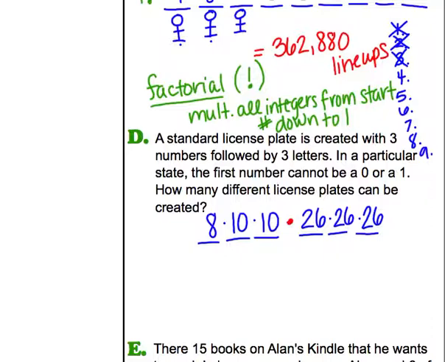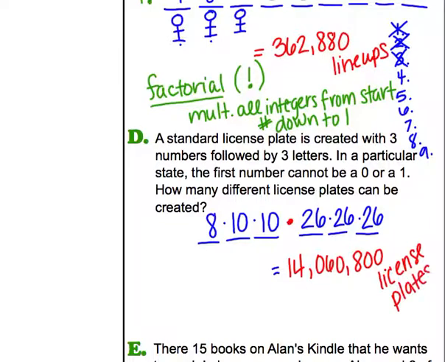So then I'm going to go ahead and take my trusty calculator, and this one can't use the factorial, but I can type in 8 times 10 times 10 times 26 times 26 times 26. You could do 26 cubed if you would like. And that gives me a solution of 14,060,800 license plates. And that is why they have the combinations and the codes that they do, because they need to allow for a lot of people to have a lot of license plates, especially since some people have multiple ones because of multiple vehicles.